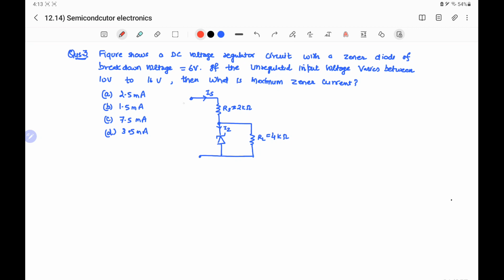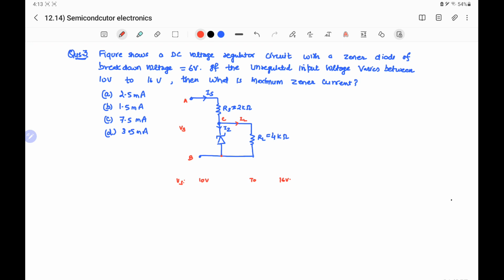In the shown circuit, A and B are the input terminals across which a source voltage is applied, and this source voltage has a value from 10 volt to 16 volt. From A, source current Is is flowing through the source resistance Rs, and at junction point C, this current divides in two parts. One is the Zener current which passes through the Zener diode, and another is IL, the load current which passes through the load resistance RL, and this RL is in parallel with the Zener diode.